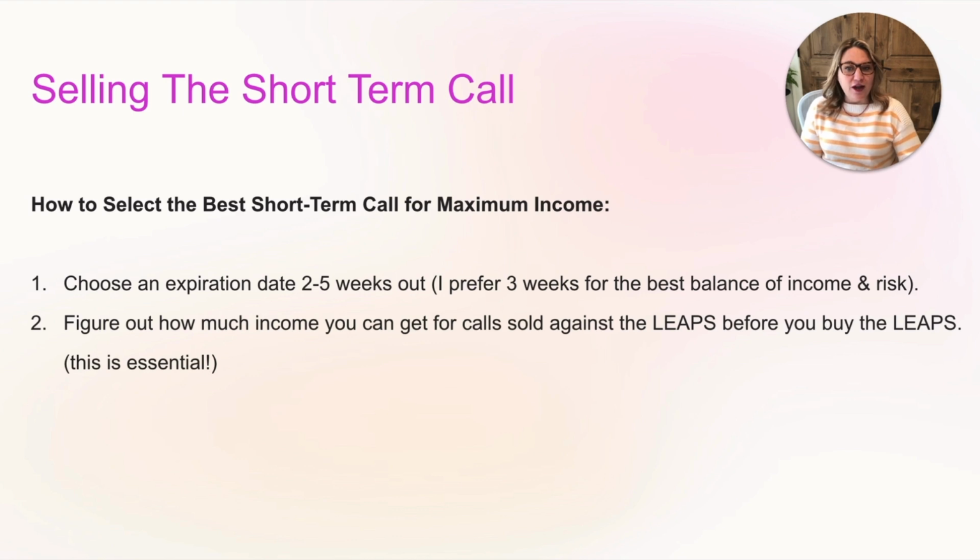And number 2, figure out how much income you can get for the calls sold against the LEAPs before you buy the LEAPs. This is essential. You should be doing math ahead of buying your LEAPs to sell calls against it. This sort of seems obvious once you do it the first time, but if you never have, you can actually predict how much money you're going to make over the course of owning the LEAPs and see if it'll be a profitable venture for you or not. Okay. So this is my best tip ever, is to try to work these things out in advance and not just buy a LEAPs on Apple because you're like, yeah, then I'll sell calls against it and I'll make money. You could just do the math in advance and see how much money it is going to make within a range. All right.